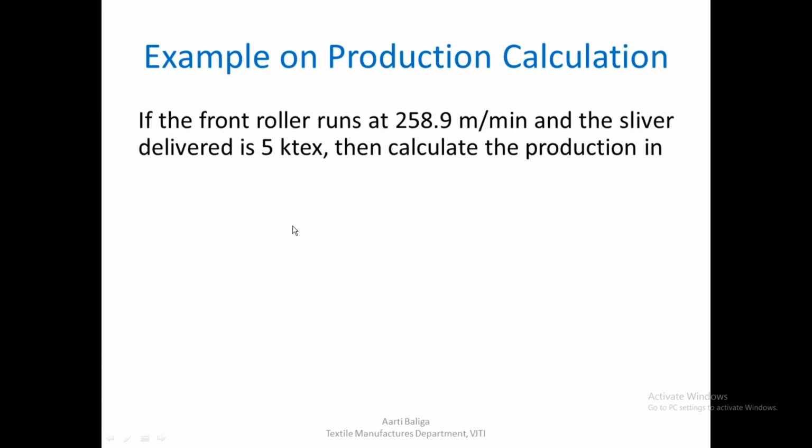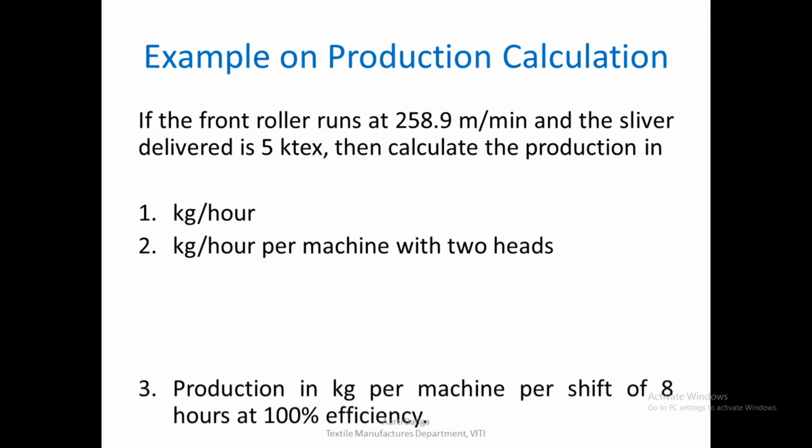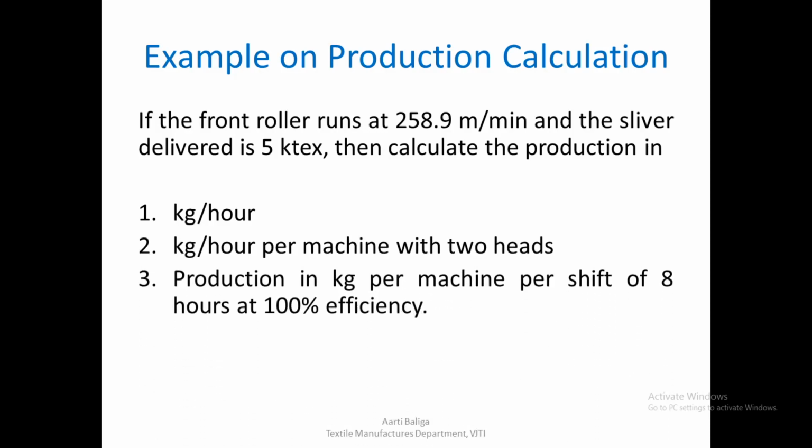So let us take one example here. The front roller is running at 258.9 meters per minute, which we have calculated earlier, and the sliver delivered is 5 ktex. Calculate the production in kgs per hour per machine with 2 heads, and the production in kgs per machine per shift of 8 hours at 100% efficiency. So these are the answers which I want you to calculate and see whether they match.